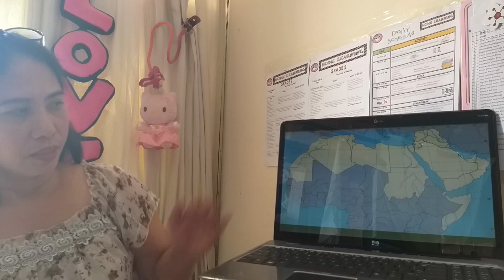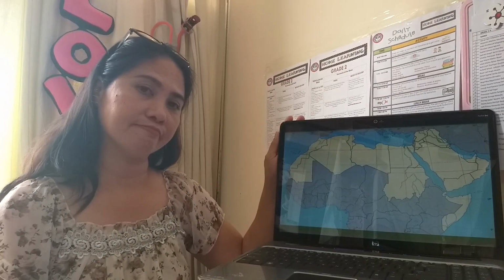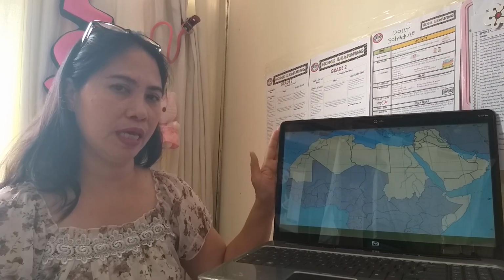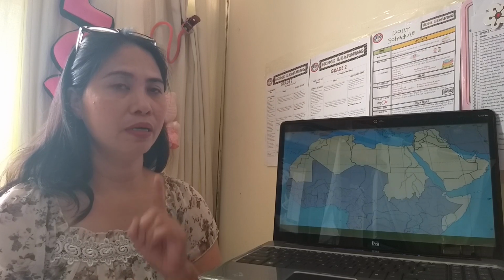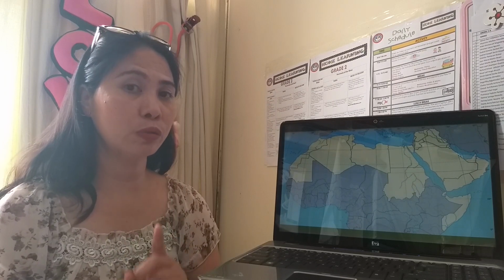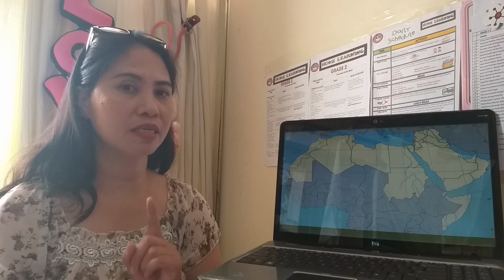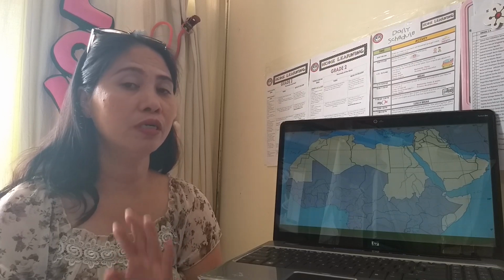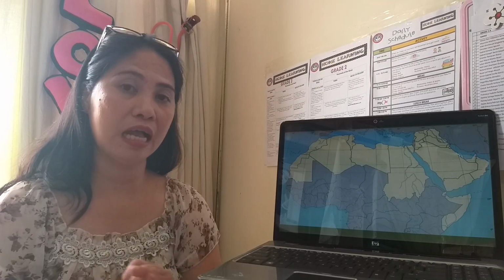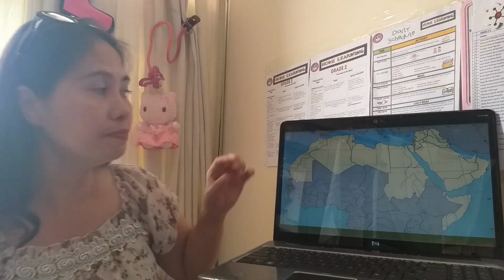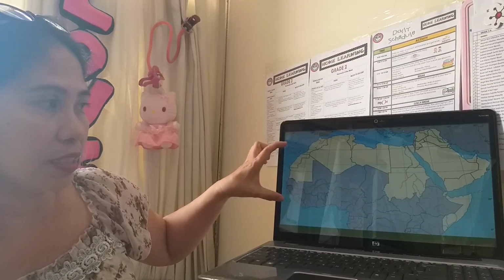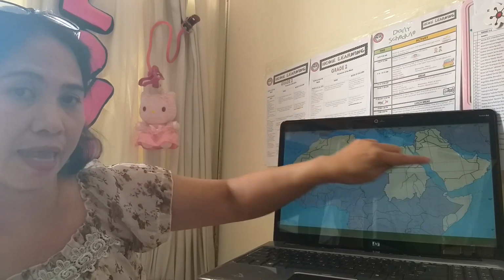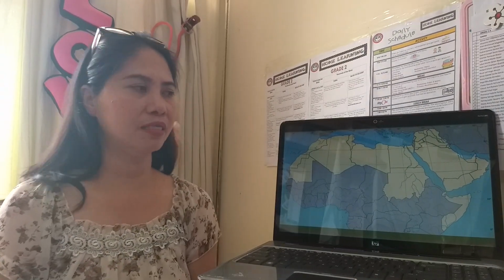Okay. What do you see in the map? Yes, it is the map of the Arab world. Do you know that the Arab world is made up of 22 Arab-speaking countries, and these countries are spread across two continents, Asia and Africa. These countries stretch from the Atlantic Ocean in the west to the Arabian Sea in the east.